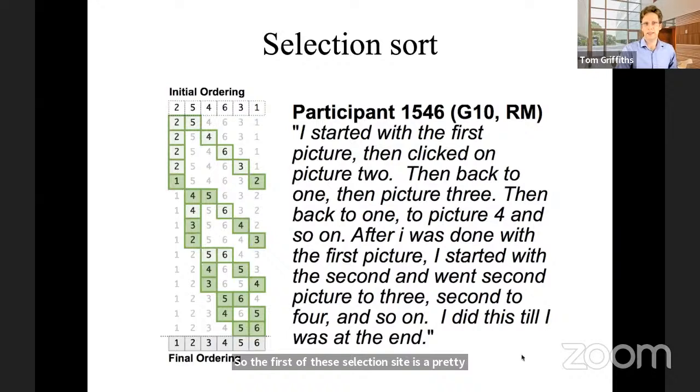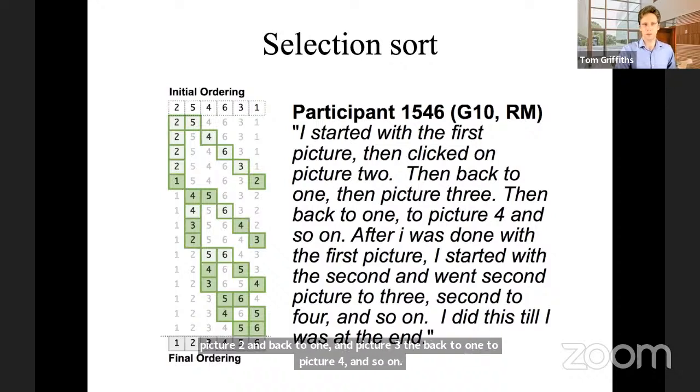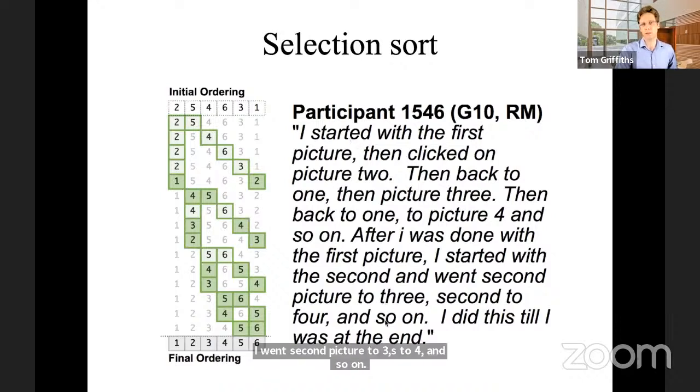They say, I started with the first picture, then clicked on picture 2, then back to 1, then picture 3, then back to 1 to picture 4, and so on. After I was done with the first picture, I started with the second, and went second picture to 3, second to 4, and so on. I did this till I was at the end. And so if you follow this through, what they're doing is essentially exhaustively executing all of the pairwise comparisons, right? And so this is just a procedure you follow.